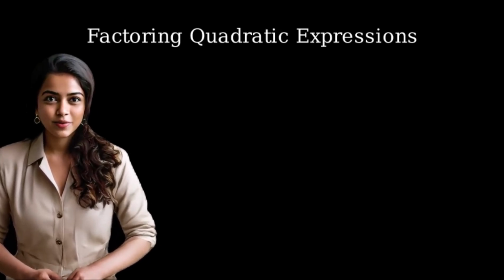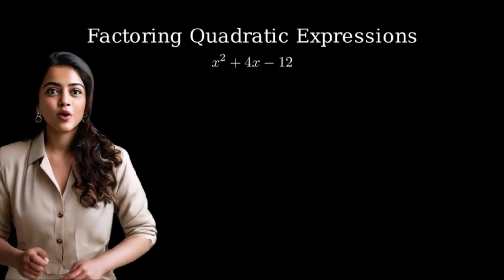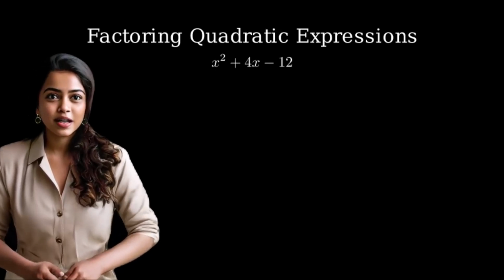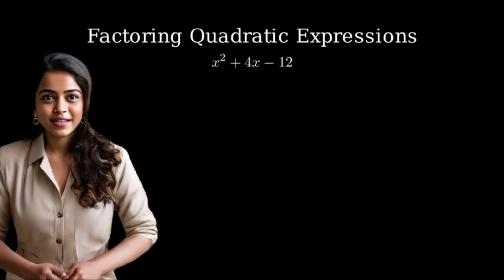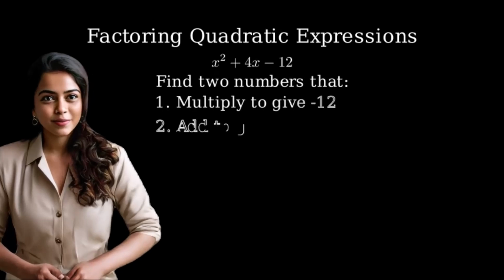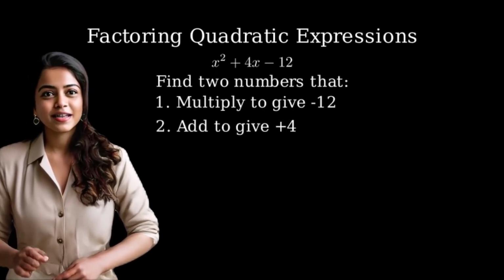Let's start with a simple example. Say you have a quadratic expression like x squared plus 4x minus 12, and you need to factor it. What you need to find are two numbers that multiply to give you this last number, negative 12, and which add to give you the second number, positive 4. So again, you need to find two numbers which multiply to negative 12 and which also add to positive 4.